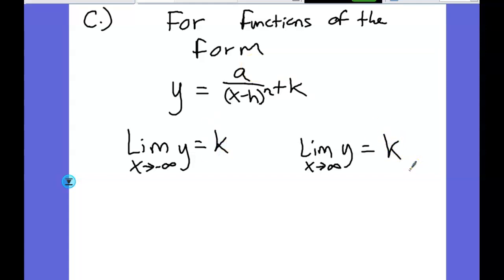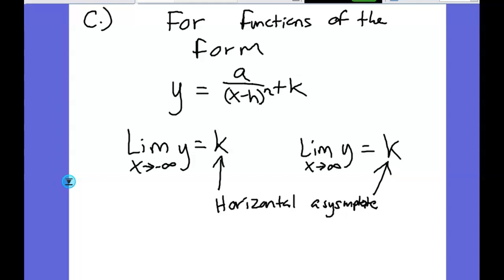Okay, so that's another type of question I'll be asking you. I would just make this little note too. It represents your horizontal asymptote. So the takeaway here is the limit of your function as x goes to positive or negative infinity is k, the horizontal asymptote.